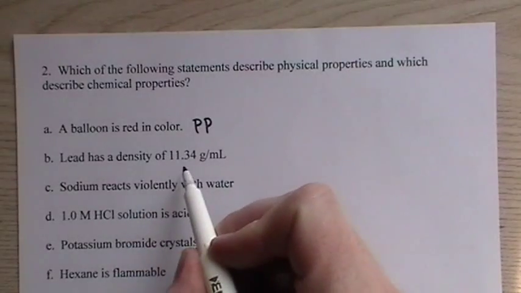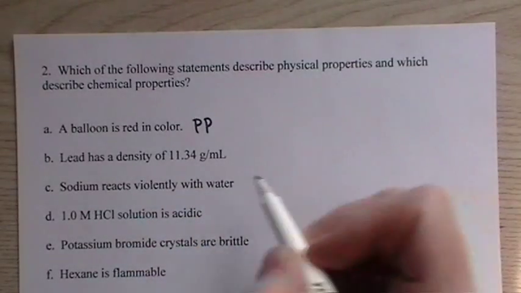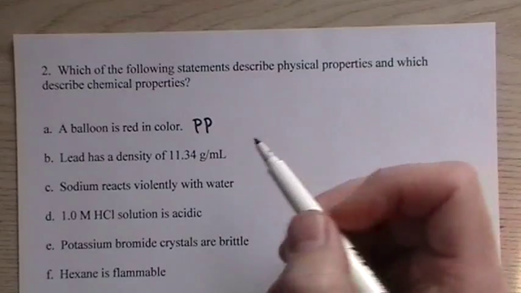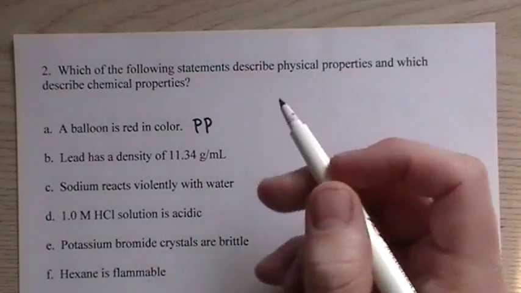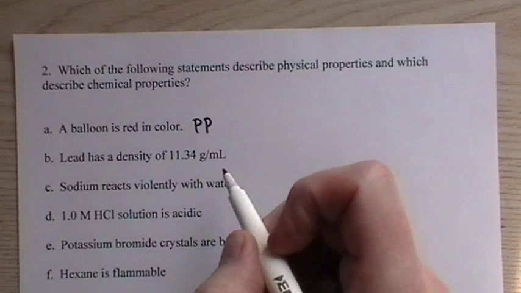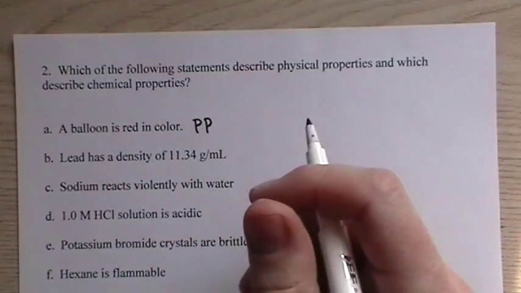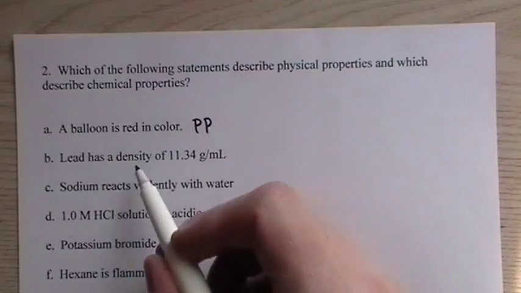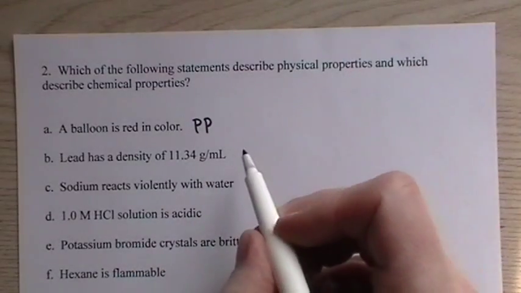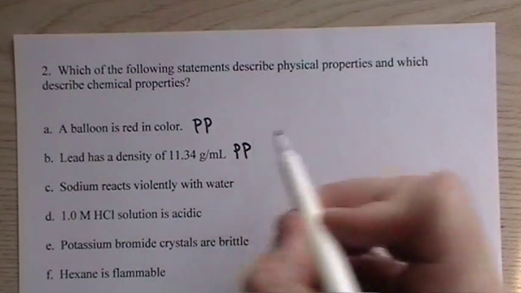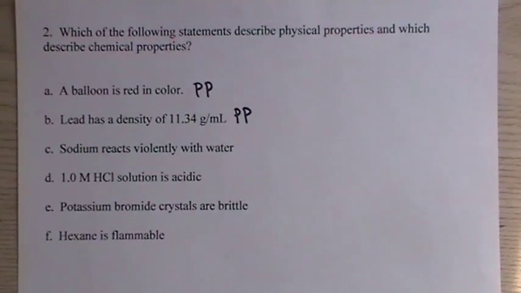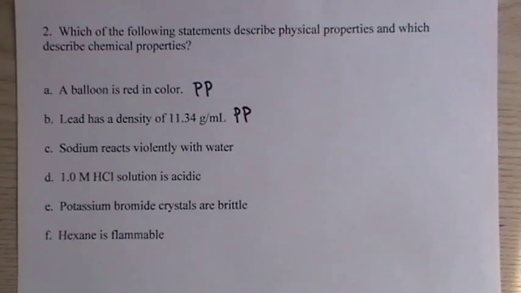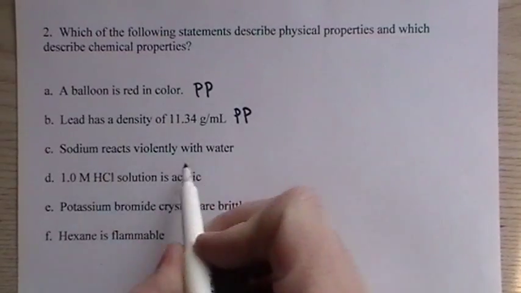Lead has a density of 11.34 grams per mL. To find the density, if it's a block of lead, you just measure the sides of the block, figure out its volume, put it on a scale, and find out its mass. So the density can be found without a chemical process, so this is a physical property as well. If you can just look at it or work with it without changing what it is, it's going to be a physical property.